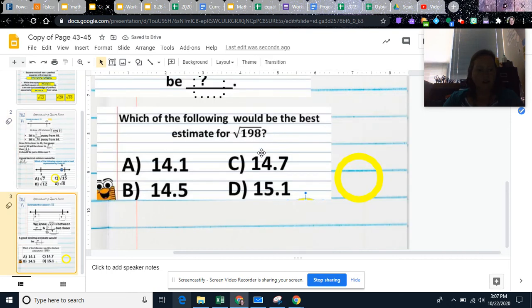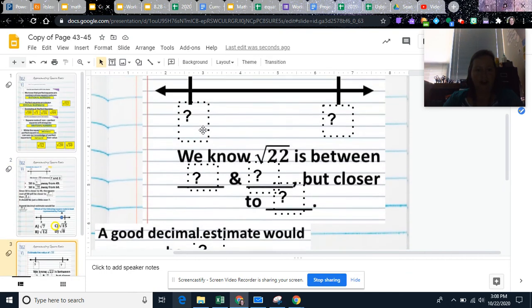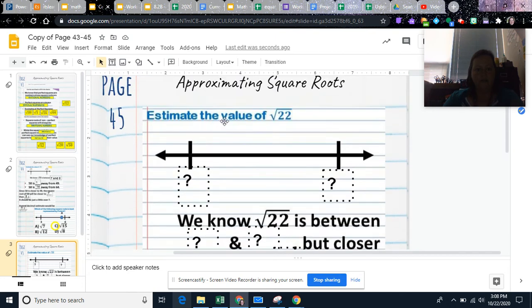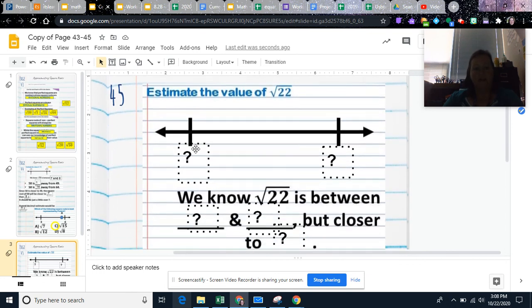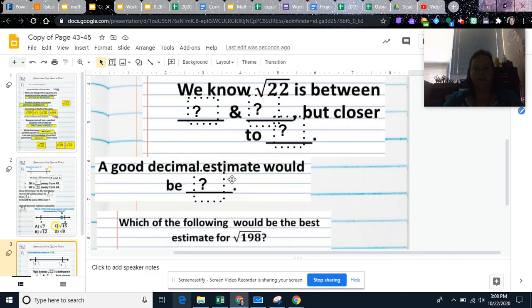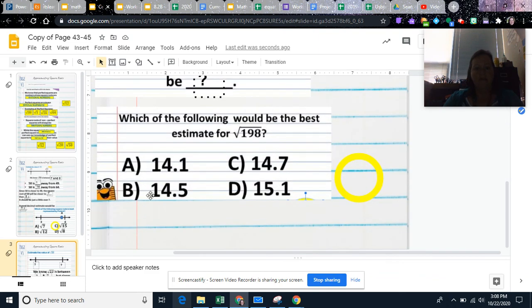Now I want you to do page 45 on your own. Think about the square root of 22. It's going to be between what two whole numbers? It may help to list the perfect squares. 1 times 1 is 1, 2 times 2 is 4, 3 times 3 is 9, 4 times 4 is 16. Continue counting until you get to the one that's before 22 and the one that's after 22. And then that will help you come up with that. And then what would be the best estimate for the square root of 198? So you work on that and we are going to check it tomorrow.